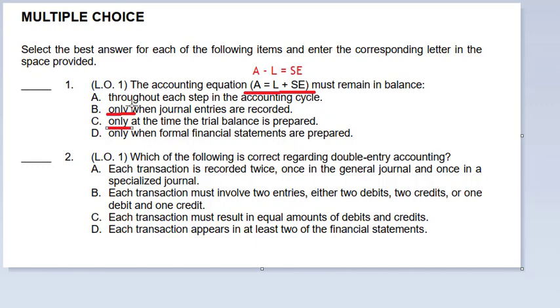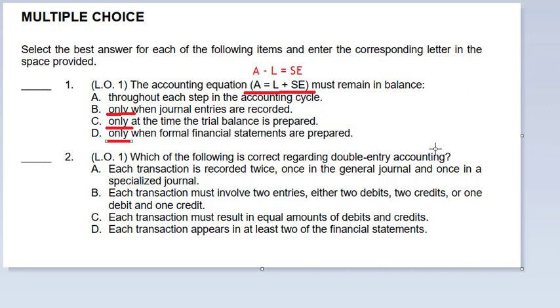And then D says only when formal financial statements are prepared. That's a weird one. We have 4 financial statements. The income statement, the statement of retained earnings, the balance sheet, and the statement of cash flows. The income statement has nothing to do with being balanced. The statement of retained earnings has nothing to do with that too. Balance sheet, on the other hand, the name says that it has to be balanced. This specific statement, also known as the statement of financial position, is basically a representation of this accounting equation. And this statement needs to be balanced.